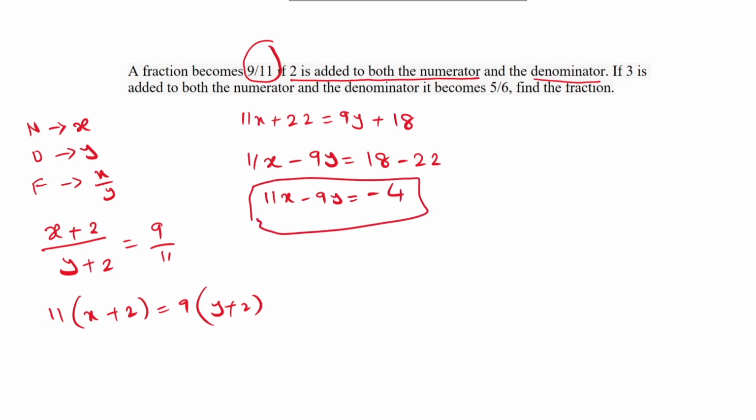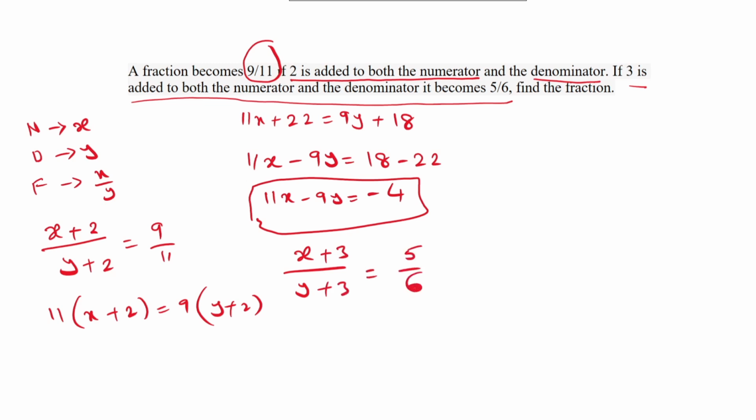Now moving to the second statement. If 3 is added to both the numerator and denominator, then it becomes 5 by 6. The original fraction is x by y, right? Now we are adding 3 to both numerator and denominator, so x plus 3, y plus 3. Then the fraction will be equal to 5 by 6.